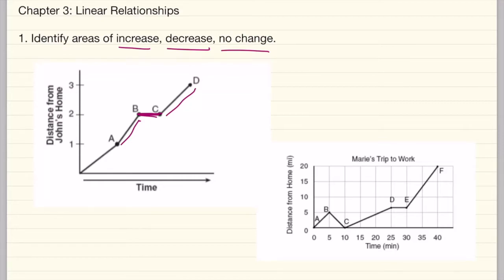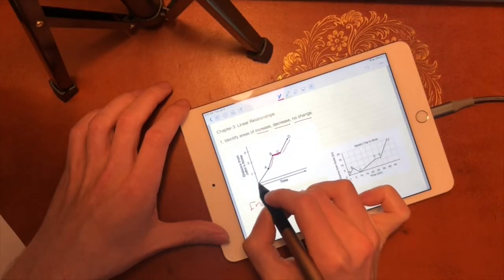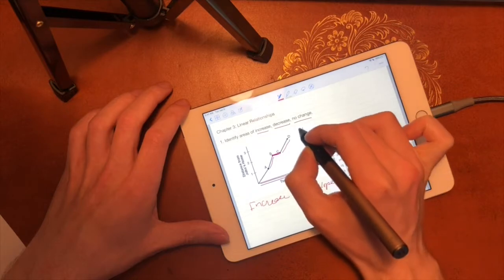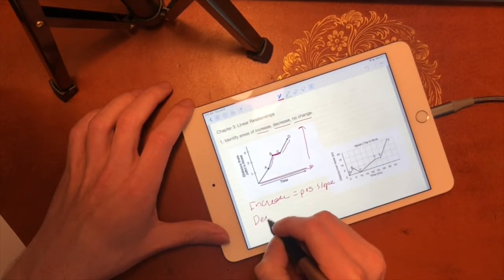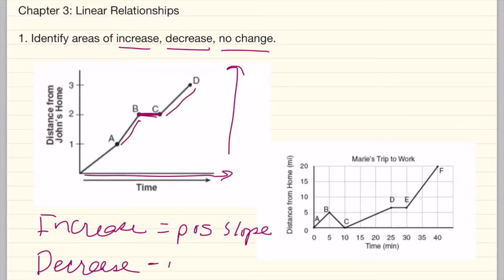When we have an increase in our graph, we think that that is a positive slope. As x increases, y increases. As our independent variable increases, our dependent variable increases. When we have areas of decrease, we think of that as a negative slope. And we don't see that on this first graph here.